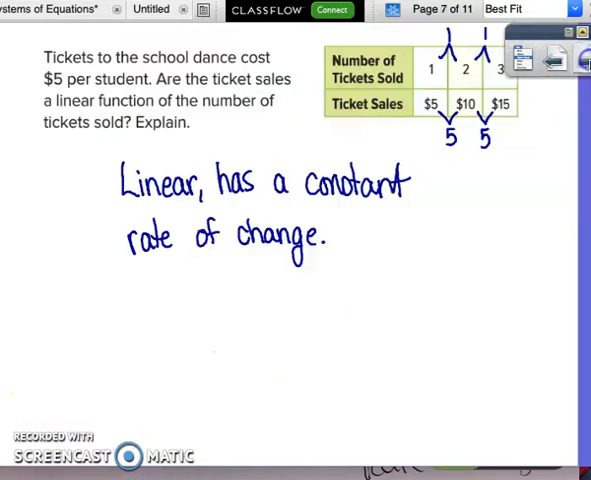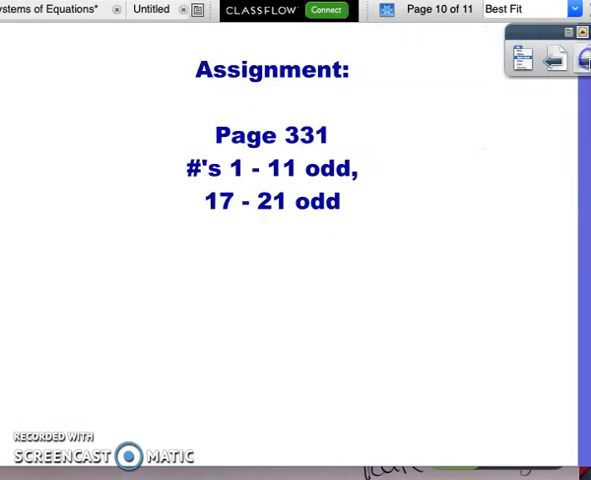Your assignment is page 331, 1 through 11, odd, 17 through 21, odd.